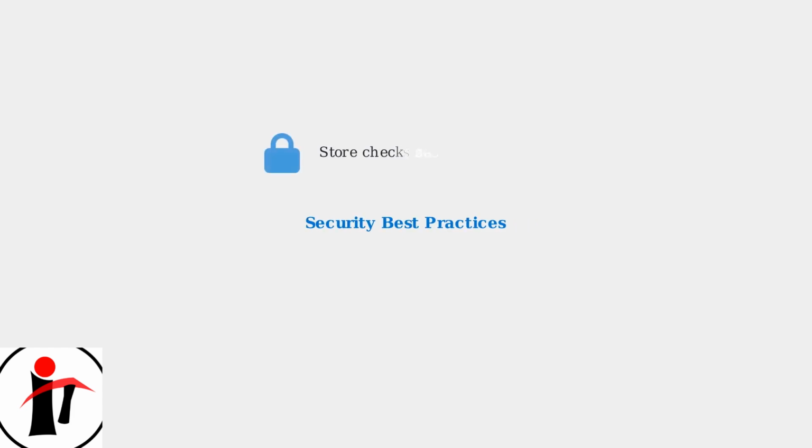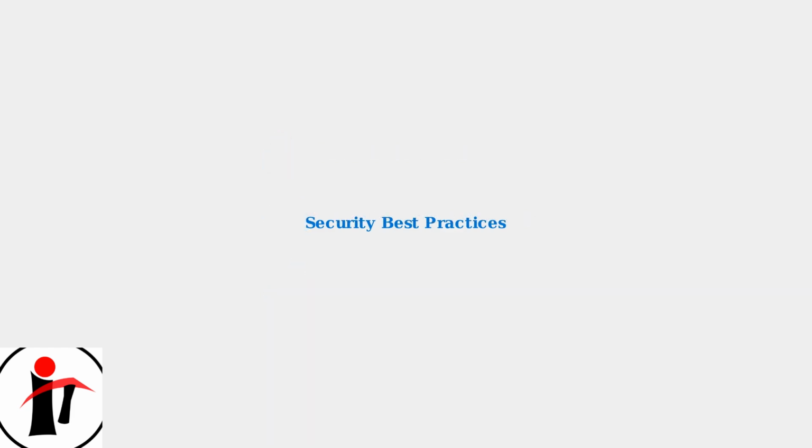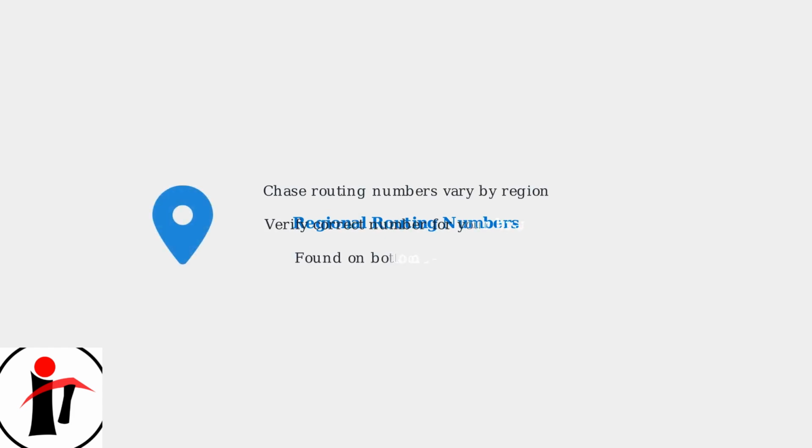Follow these security best practices. Store blank checks securely, monitor your account statements regularly, use gel pens to prevent alteration, and report lost or stolen checks immediately to Chase. Remember that Chase routing numbers vary by region. Always verify you're using the correct routing number for your specific branch location to ensure proper processing of your checks.